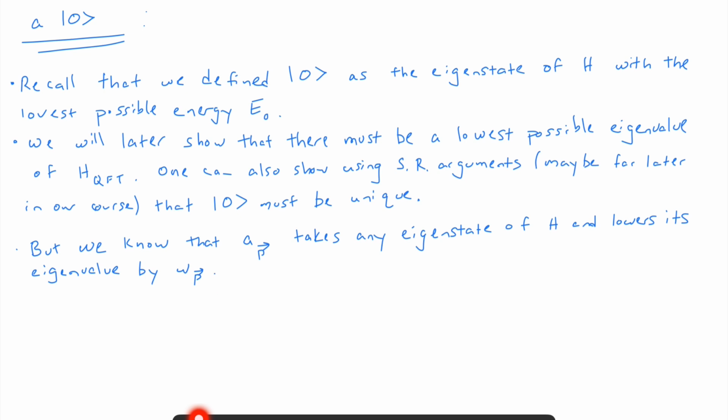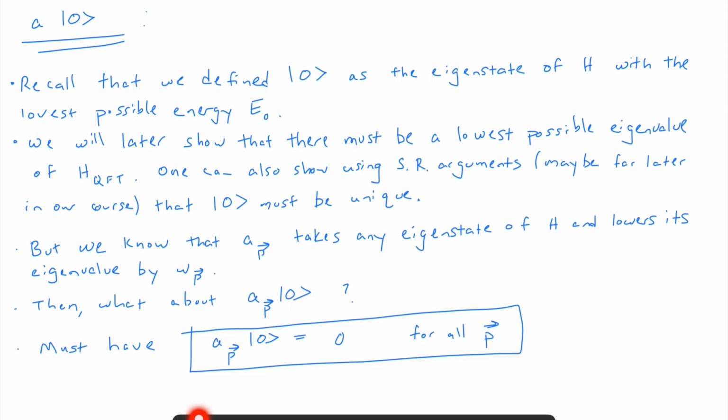So the question is, if you start with 0 and you hit that with a sub p, what happens to that? Well, we know that a sub p takes any eigenstate of H and lowers its eigenvalue by omega sub p. But what if you're already in the lowest possible eigenstate 0 and you hit it with a sub p? Well, to be consistent, a sub p acting on this just gives you the number 0, not the state 0.